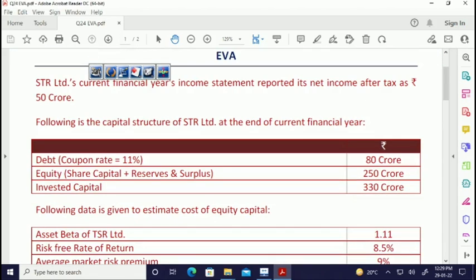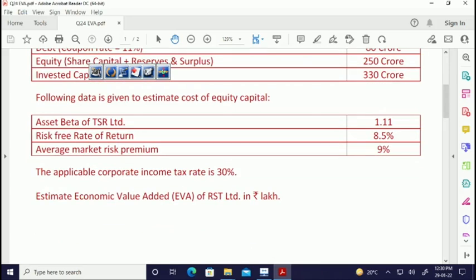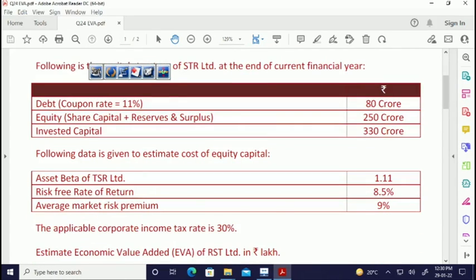Following is the capital structure. Debt 80 crores. Equity including reserves 250 crores. Invested capital 330 crores. Perfect. Following data is given to estimate the cost of equity, KE. RF is given 8.5%. RM minus RF is given 9%. So RF plus RM minus RF into equity beta, that is levered beta, but we are given the asset beta. So you know how to convert the asset beta into equity beta. You have to put leverage into it, into 1 plus D by E into 1 minus T. We'll take the tax rate 30%, calculate EVA. This is called a clean sum, no problems at all.